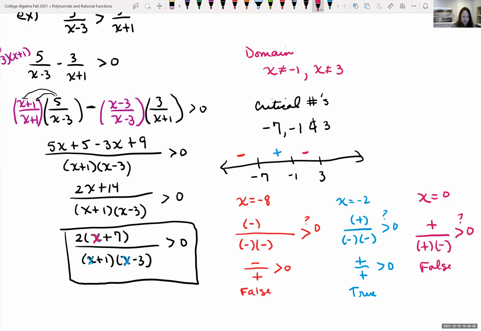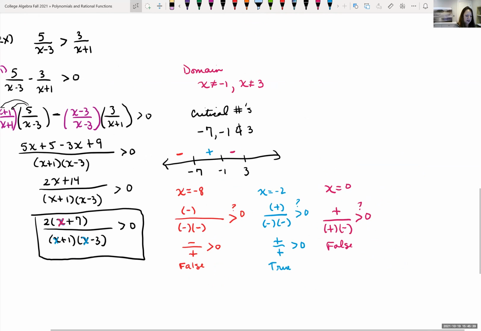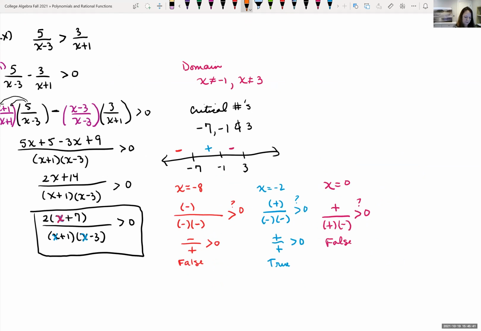One more value, x equals 4, because that's bigger than 3. So x equals 4. 4 plus 7 is positive, times 2 is positive, all over 4 plus 1 is positive, and 4 minus 3 is positive, which is 1. So that would be greater than 0.